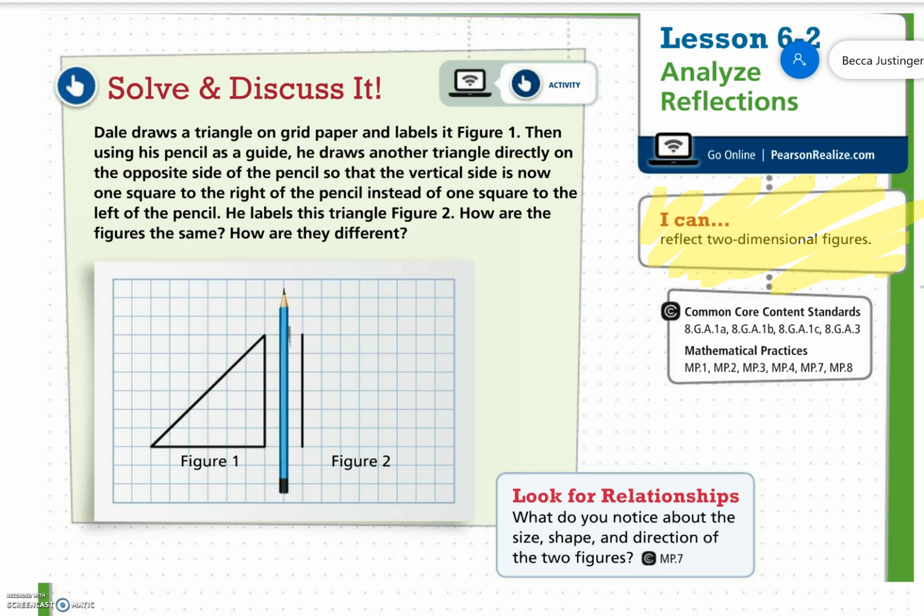Dale draws a triangle on a grid paper and labels it figure 1. Then, using his pencil as a guide, he draws another triangle directly on the opposite side of the pencil so that the vertical side is now 1 square to the right of the pencil instead of 1 square to the left of the pencil. He labels this triangle figure 2. How are the figures the same? How are they different?